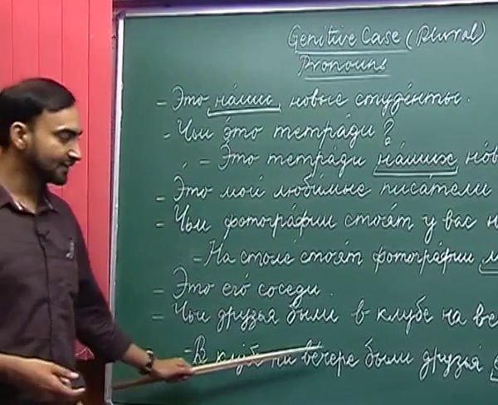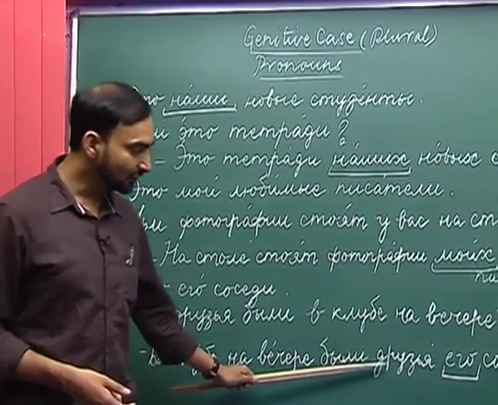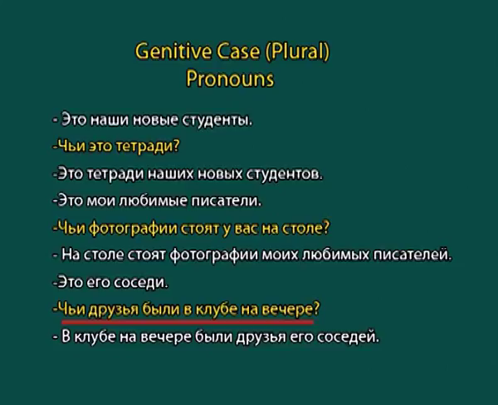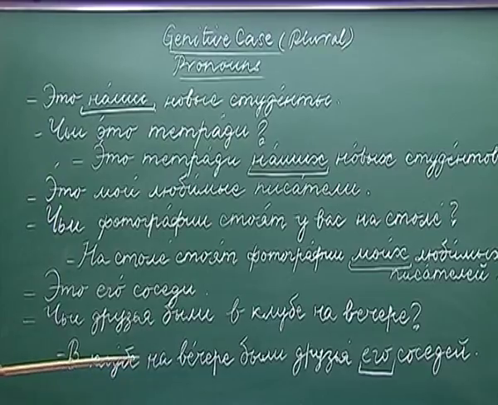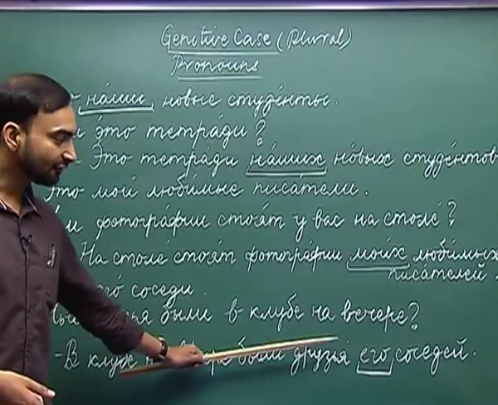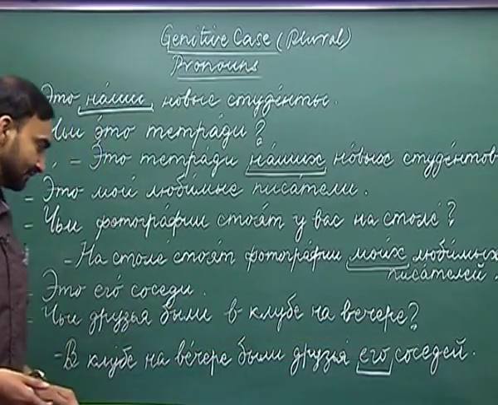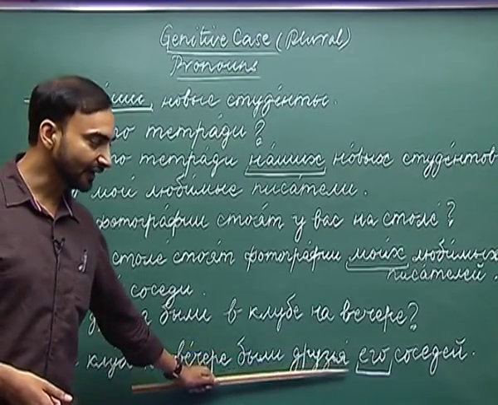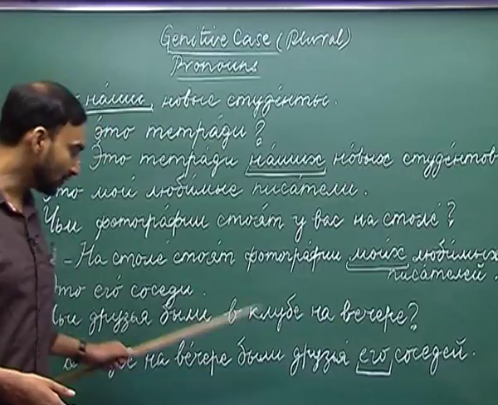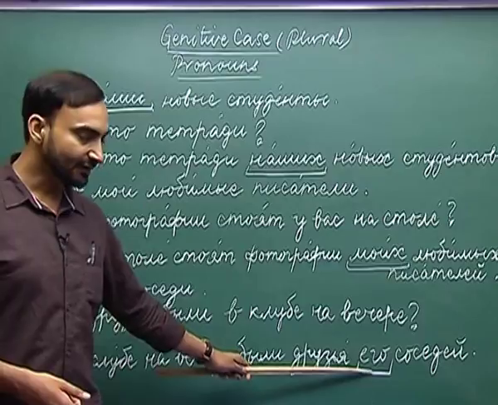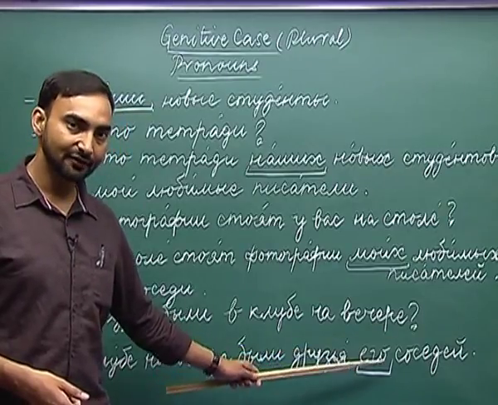В клубе на вечере были друзья его соседей. What does it mean? In the club there were friends of his neighbors at the party. So, его, which is the nominative case form, does not change its form in the genitive case.